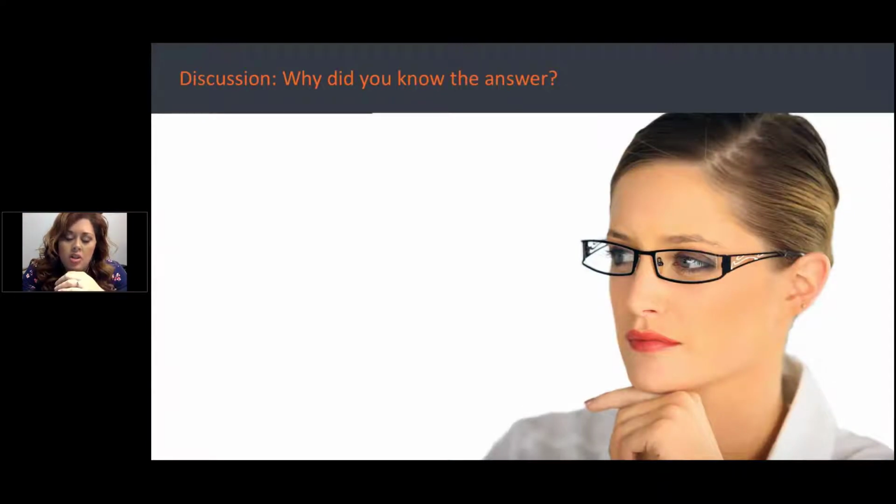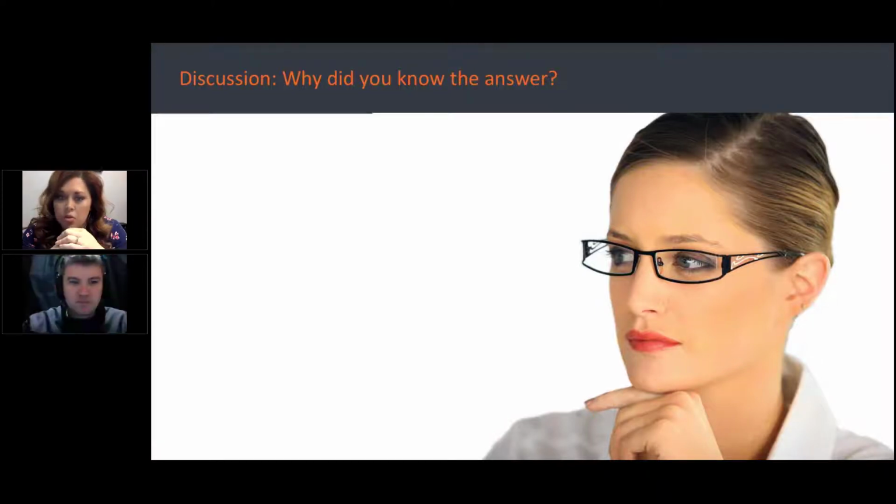So, still in the discussion, the questions panel, I'd like to know why. Why did you know what the answer was? What context clues? What verbiage? What was it that clued you off to the fact that B was the right answer?